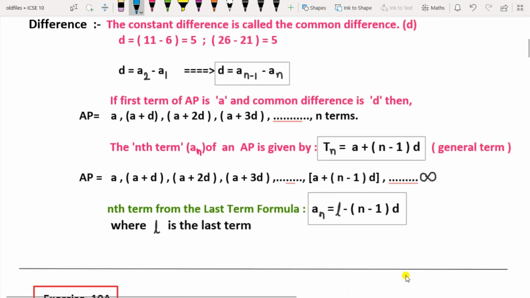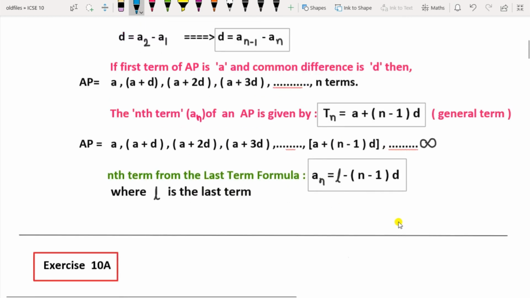The second formula to find the nth term uses the last term: an equals l minus (n minus 1)d, where l is the last term here. an is the same as Tn, both are the same thing. The first formula is used when we know the first term and the difference, and this one is used when you know the last term and the difference. That is the basic difference between the two formulas.